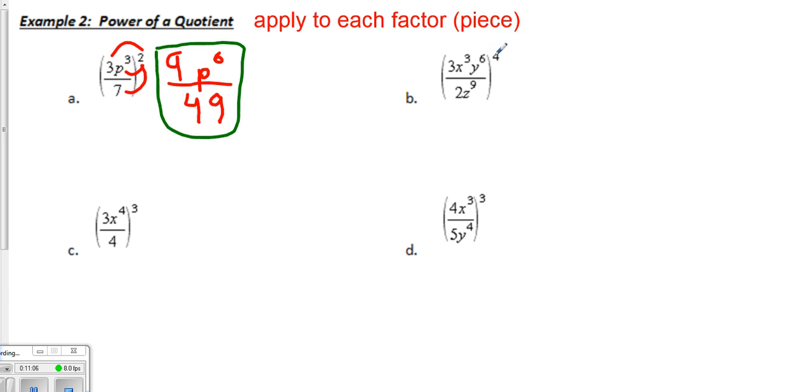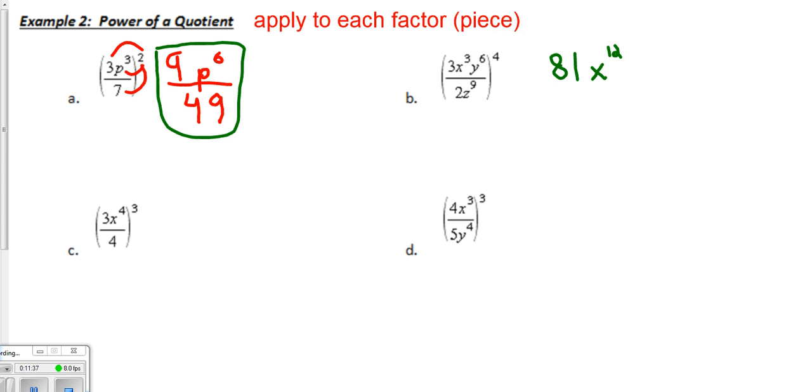Same thing. If we have 3x cubed y to the 6th all over 2z to the 9th, all of that to the 4th power, the 4 gets applied to each piece individually. So we'd have 3 to the 4th power, which would actually be 81. We'd have x to the 3rd to the 4th power. This 3 times 4 then becomes x to the 12th power.